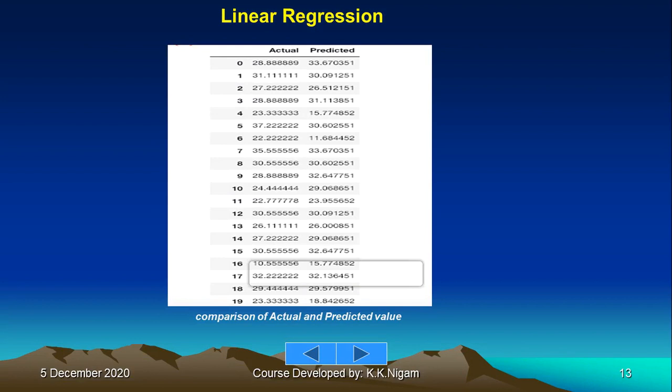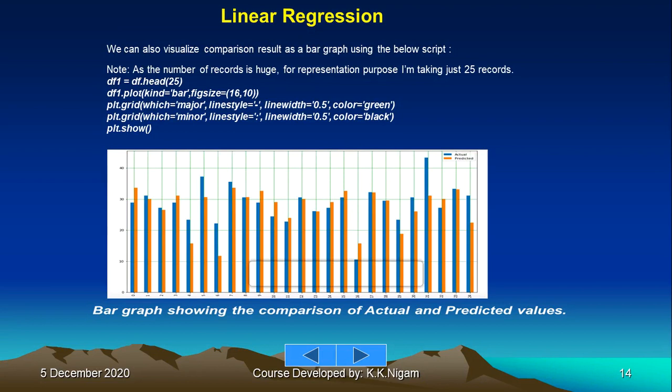And you can see that there is not much variation. There is definitely a variation, it cannot be the same, but certainly you can easily say that they are very close. Like actual is 28.88, predicted is 33, then next is 31.11, 30.09. If you go from top to bottom, you will see that the difference is not very wide, and that is why we can say that the actual and the predicted values are quite close and maybe correct. So the comparison of actual and predicted values is in front of you. We can also visualize the comparison results as a bar graph using the below script.